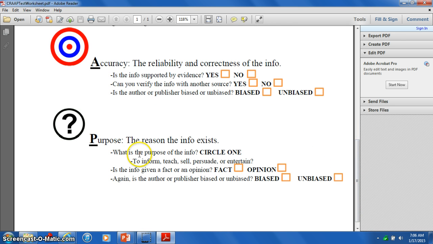And I want you to look at the purpose. What is the reason this information exists? Is it to inform, teach, sell, persuade, or entertain? Is the information based on fact or opinion? And most importantly, is the author or publisher biased or unbiased on your topic?